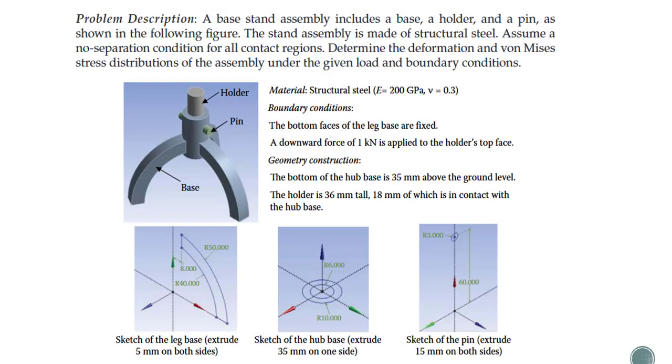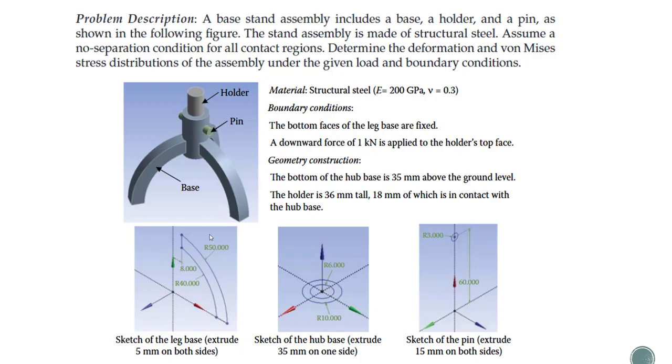So here you can see this is a base stand assembly, and it consists of a base, a pin, and a holder. All of these parts are made of structural steel, and the boundary conditions include the bottom face of this base, which is fixed, and there is a force of 1 kilonewton which is applied at this holder. This holder is connected to the base through this pin. The dimensions of each part are mentioned here.